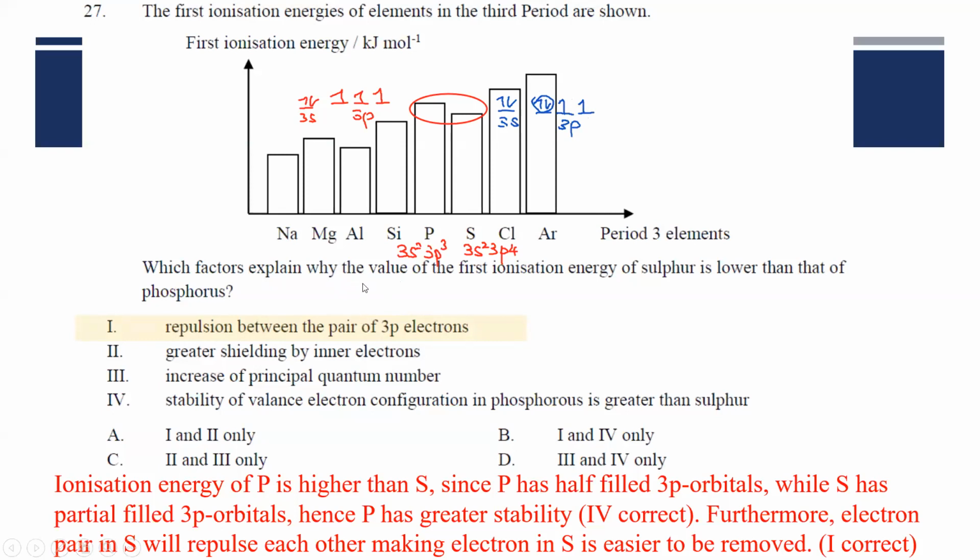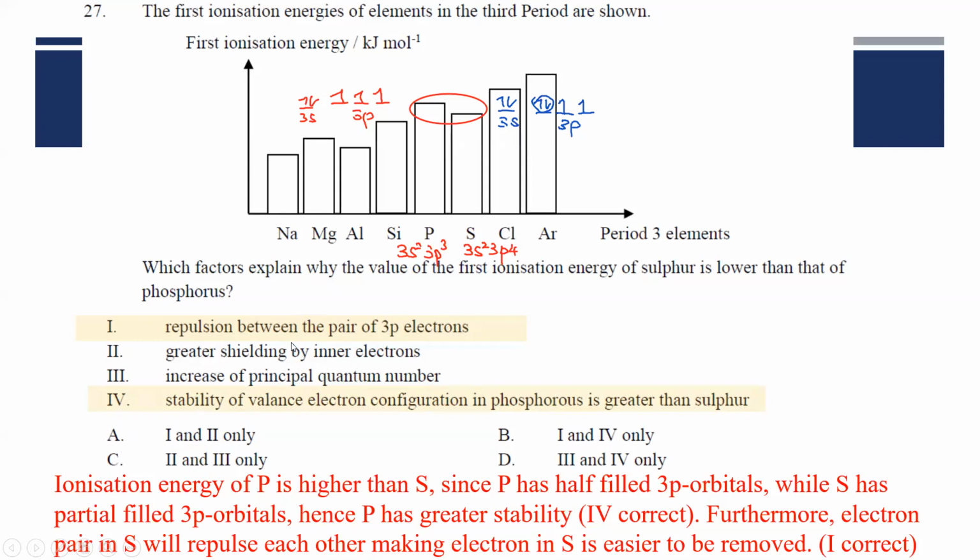Then greater shielding by inner electrons is not true because neither of them has extra inner electrons. Inner electrons are more like 3d, 4f; those are inner electrons. Both phosphorus and sulfur don't have that, so no problem on number 2. And then number 3, increase in principal quantum number. Principal quantum number is the shell, and they are in the same shell, so number 3 is wrong. And the stability of the valence electrons in phosphorus is greater than sulfur, which is true.